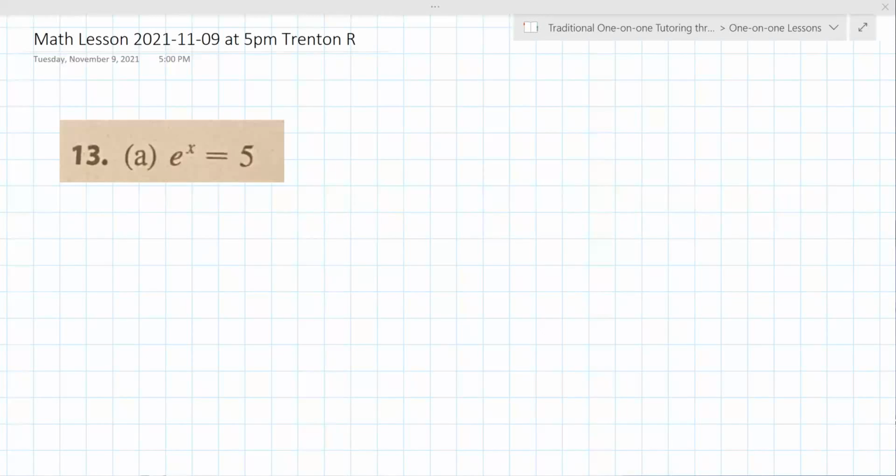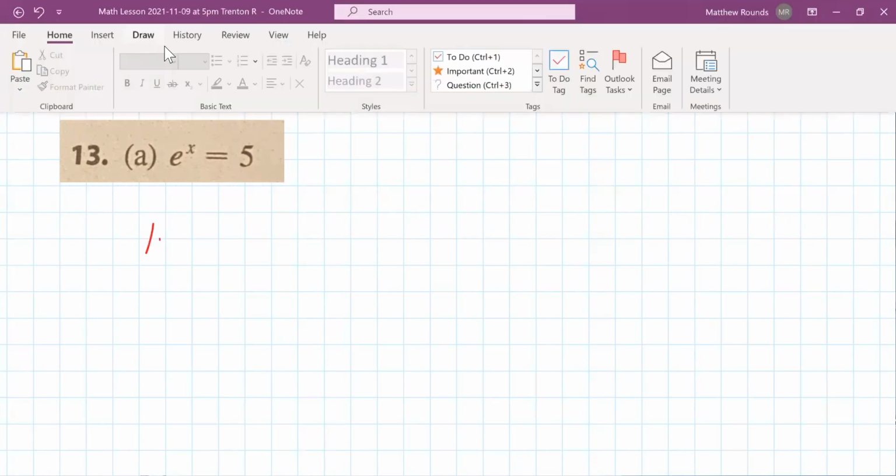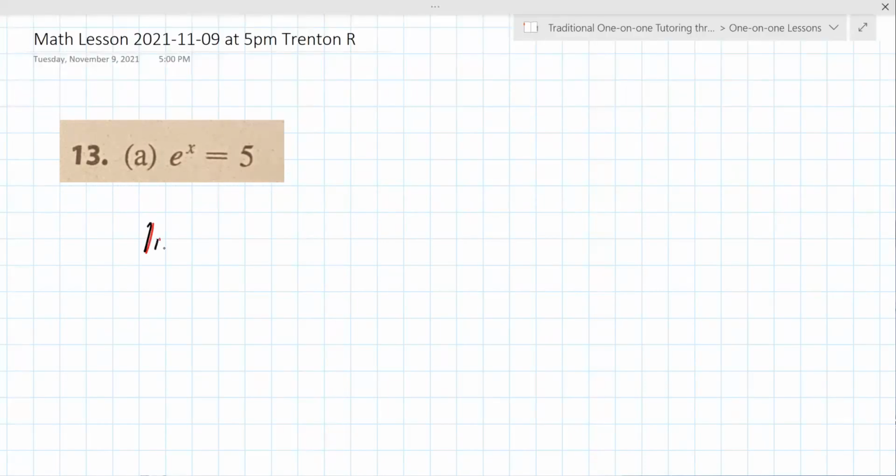On screen, you should see 13a: e to the x equals 5. You undo e with ln. So it's the natural log of e to the x equals the natural log of 5. You're undoing e with ln, so on the left side it just becomes x. The right side is the natural log of 5. Hopefully you've seen that before.